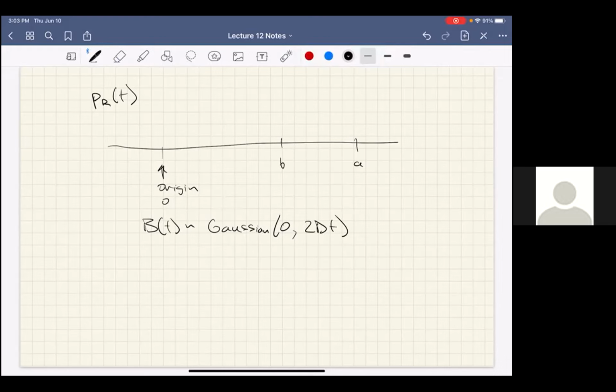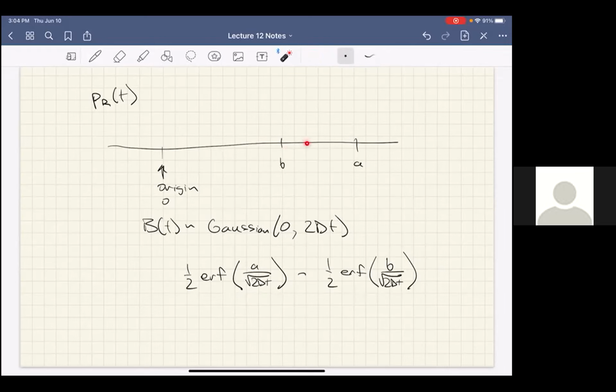So the probability of being between 0 and A is 1/2 erf of A over root 2Dt. The probability of being less than B is 1/2 erf of B over root 2Dt. And so the probability of being between A and B is just this minus that. In other words, it's the probability of being in here minus the probability of being in here. And that is PR of t. So that, quite simply, gives you your impulse response.